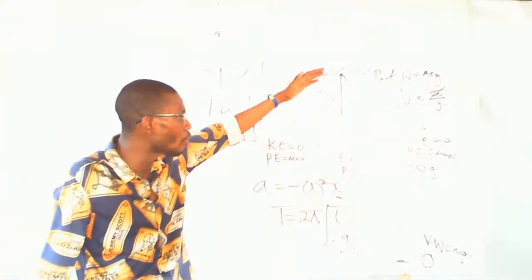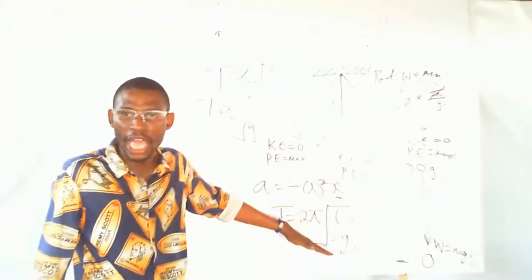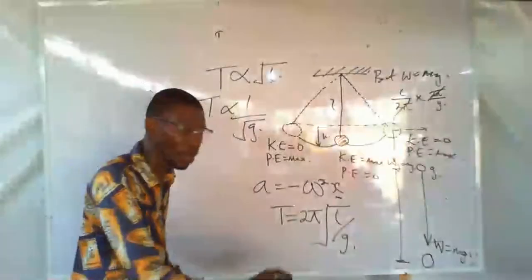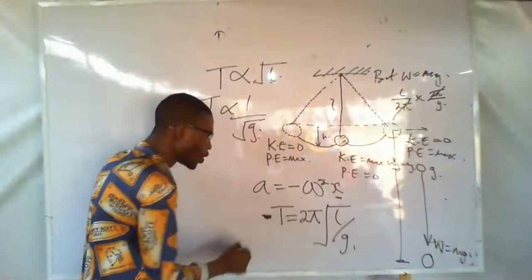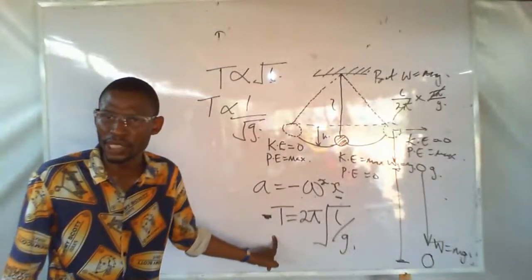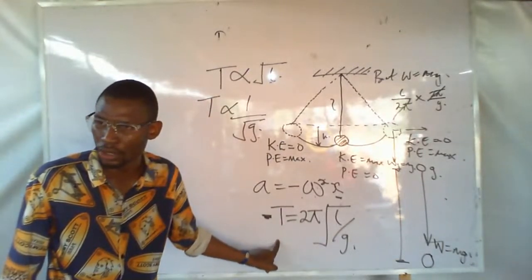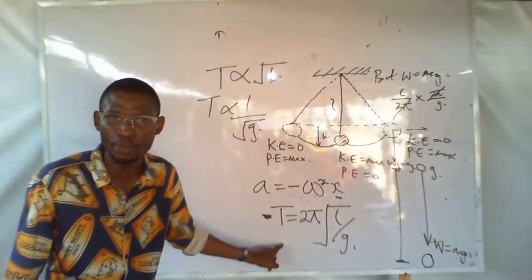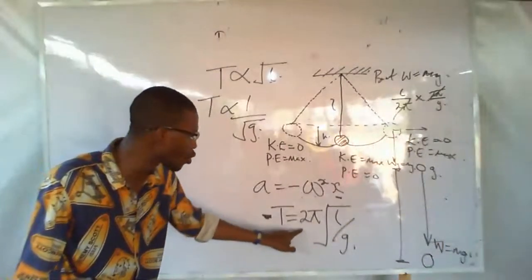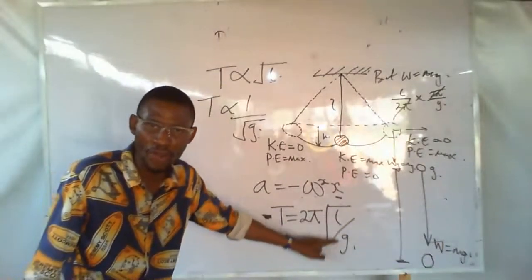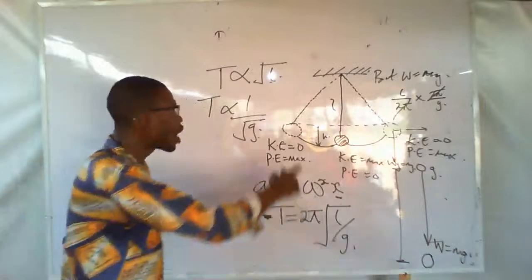This is a simple pendulum. You draw this. Hello. You write the formula. This is the formula for the period of an object performing simple harmonic motion as a simple pendulum. Period is equal to this: root of L over G. Is that okay? You draw this diagram.